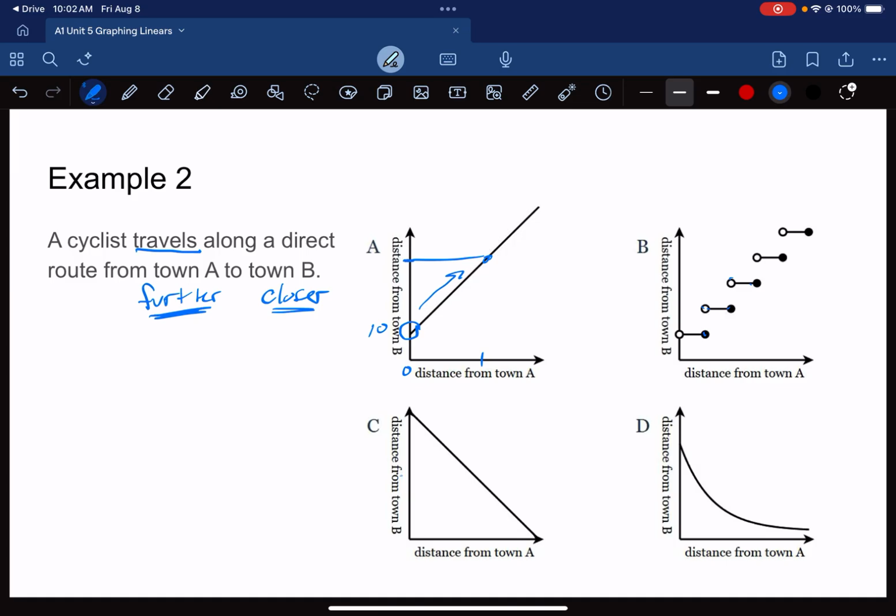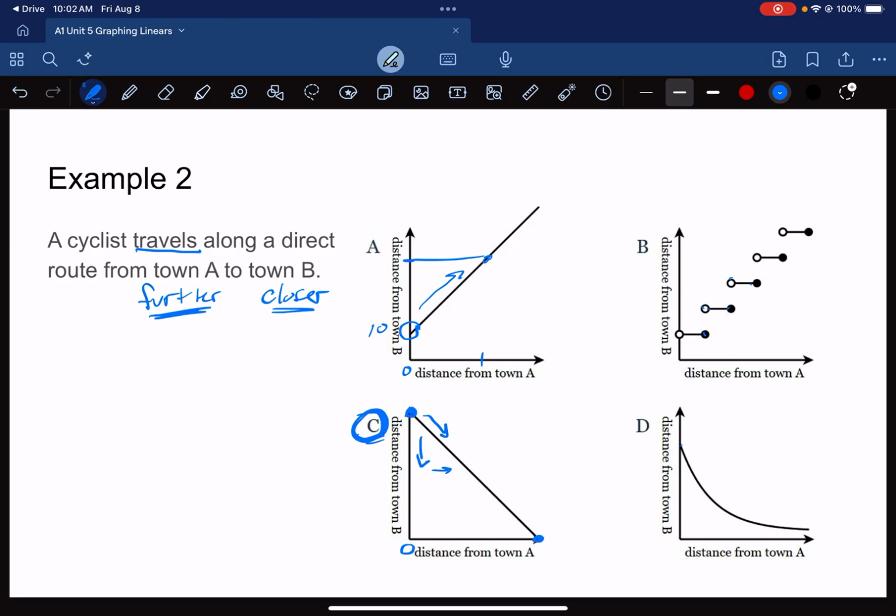In this drawing, C, it looks like we're starting with distance from town A at this point right here is 0, and the distance from town B is significant. And then what's happening over time is the distance from town B is going down, and the distance from town A is going up until you reach a point where the distance from town A is greatest and the distance from town B is 0. And so that's what we're looking for right there, graph C.